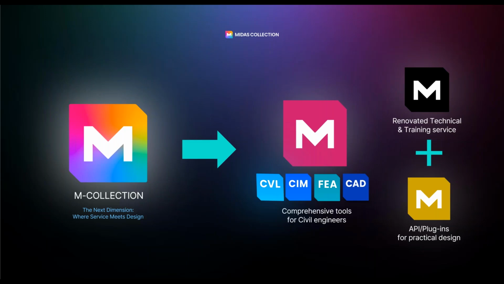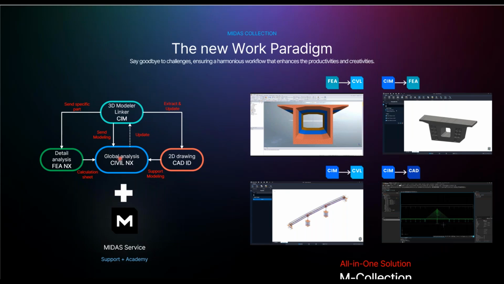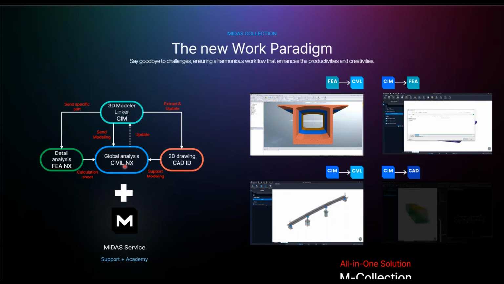When we have 3D modeler in CIM, then you can send it to Civil NX for global analysis, and you can send it to FEA NX for the more detailed analysis. CIM and they are interconnected together, so you can easily draw into CAD. Another good thing is whenever you update your 3D modeling from CIM, your 2D drawing are automatically updated. So this is M collection.